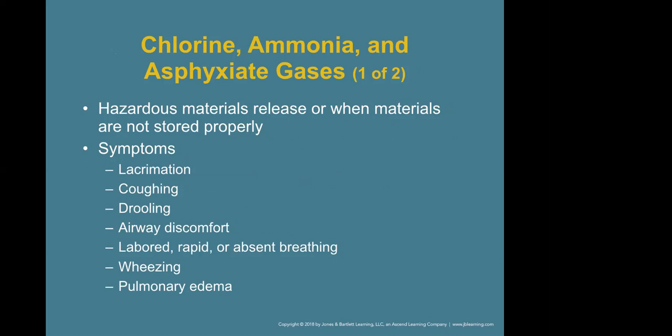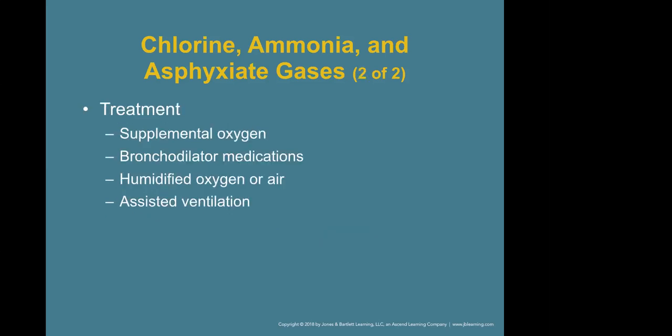Okay. Chlorine, ammonia, and any other asphyxiating gases. You're going to tear, cough, drool. You'll have difficulty breathing and positioning the airway. You can have tachypnea or full-out apnea. Upper airway and lower airway symptoms are possible.